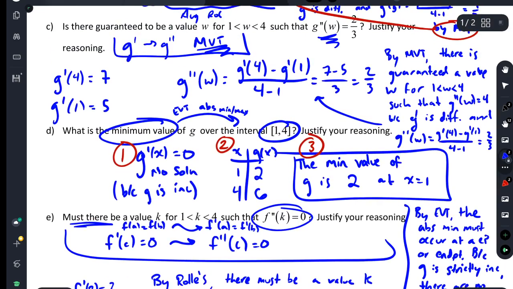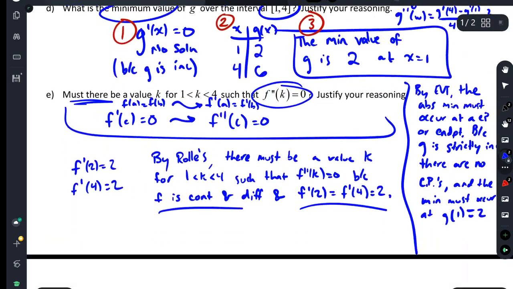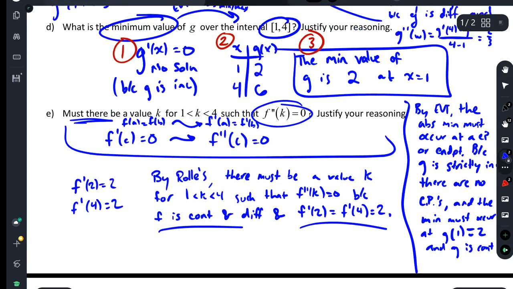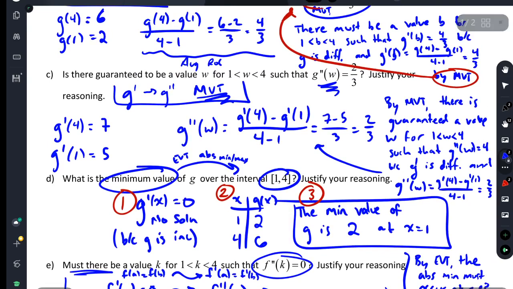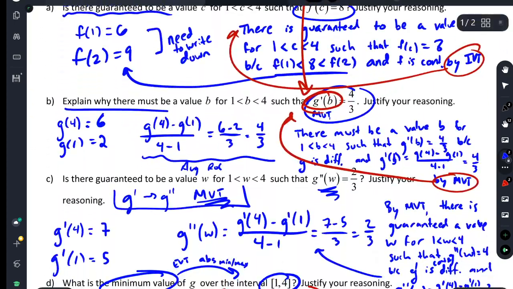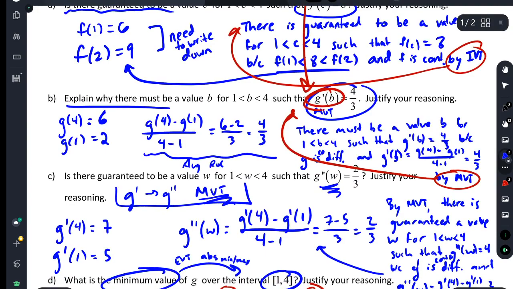Now, on this one, I might say something like, and g is continuous. Again, I said that we didn't actually have to write this one. But I did realize on my C and B, I just said continuous. I probably should say differentiable. Probably should add continuous and differentiable there. And up here, continuous and differentiable would probably be a little better to say.